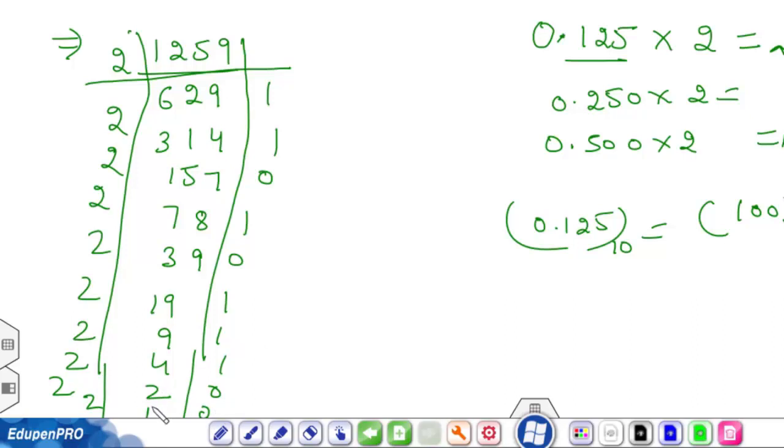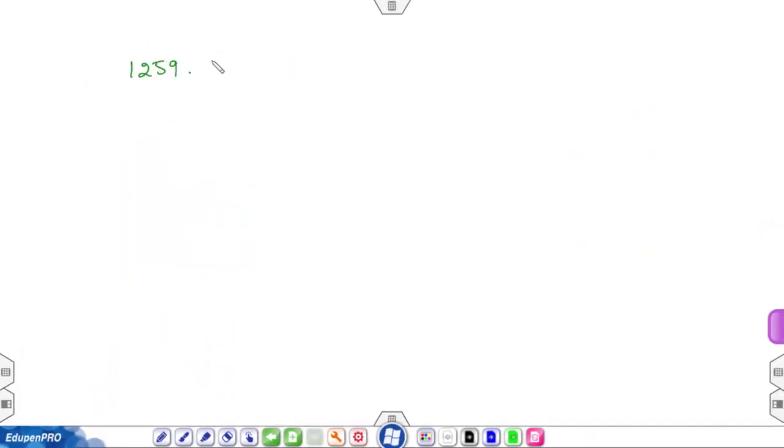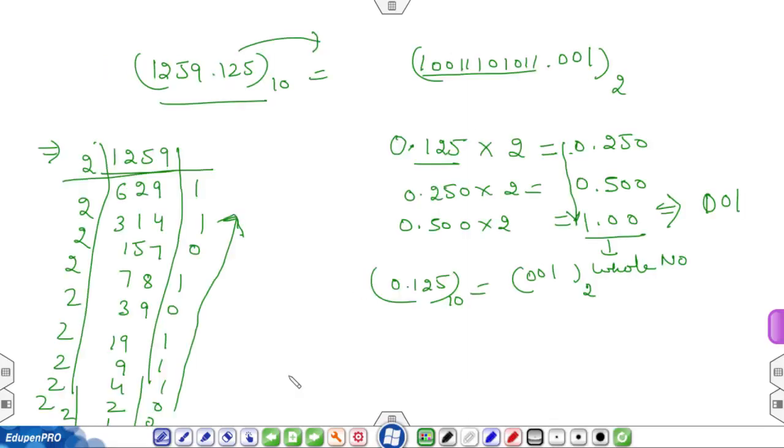So here the 0 comes, so the value of 1259 will be completed with step 1, and the value of 1259.125 in decimal is equal to 100111.001. Okay, move towards step 2.